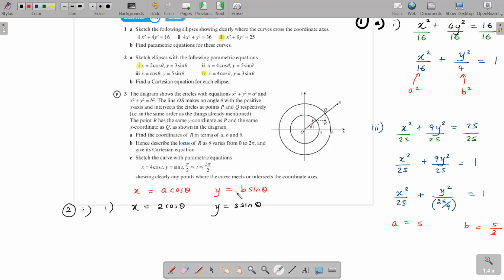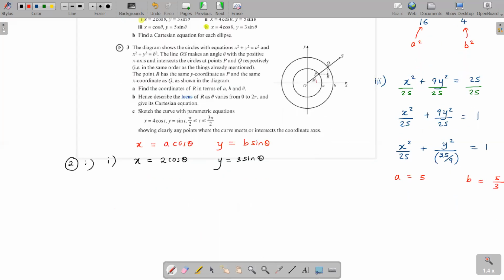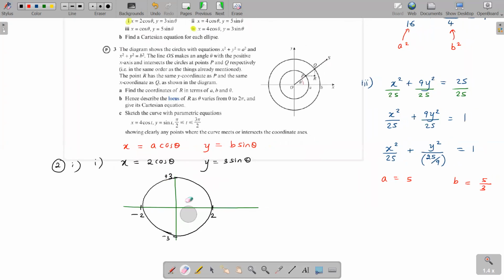I think you can literally see the a and b values here. Directly you can see, or else you could think cos theta varies between minus 1 and plus 1, so your x values are going to vary between minus 2 and plus 2. And sin theta also varies between minus 1 and plus 1. So your y values vary from minus 3 to plus 3. So basically, you get an ellipse. Okay, so this is the ellipse. Try to make it look better.